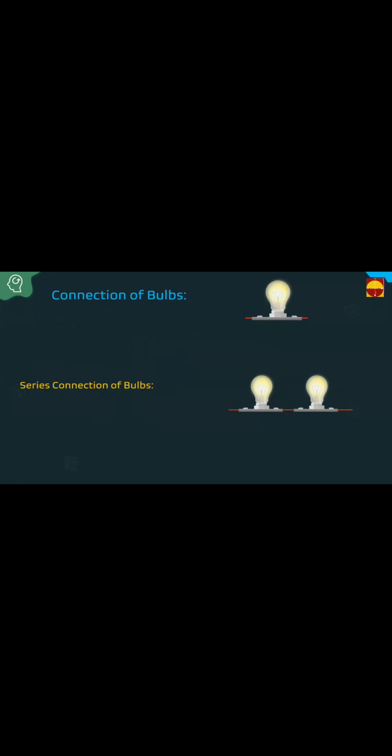Students, one more important concept with respect to fundamentals of electrical circuits, that is connection of bulbs. Bulbs concept is also very important. Mainly, we know that the bulbs are connected in series connection and we also connect in parallel connection. If the bulbs are connected in series, what are the observations? If the bulbs are connected in parallel, the observations I will discuss in this.